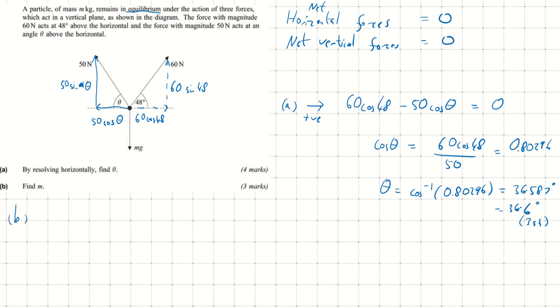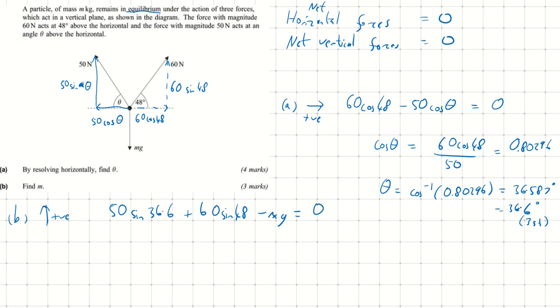Now to find m in part B, we're going to look at the vertical forces. Again, we have to choose a positive direction. We'll choose up to be the positive direction. So then, what forces do we have in the vertical direction? We have a 50 sine theta. Well, we know what theta is. It's now 36.6. And that's up, so it's positive. We have 60 sine 48, also acting up, so that's positive. And we have mg acting downwards, so that's a negative mg. And again, the net vertical forces are 0 because it's in equilibrium, so this thing is equal to 0.